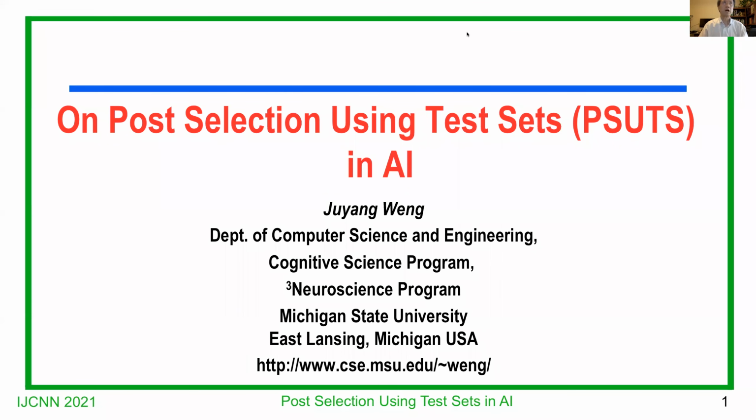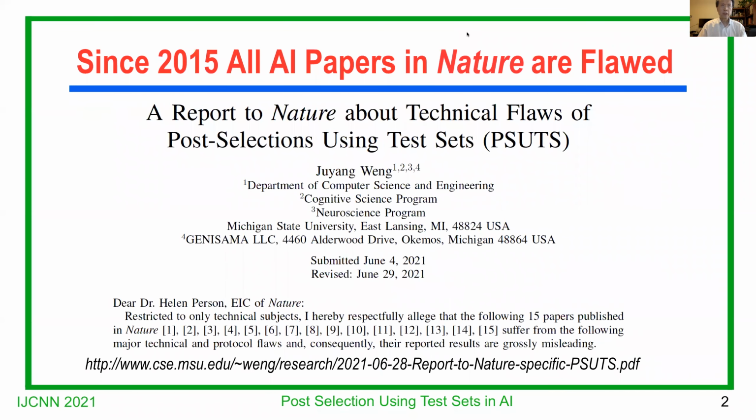The title of the talk is Post-Selection Using Test Sets, PSUTS in AI. Since 2015, all AI papers in Nature are flawed. This is the letter that I sent to Nature's editor-in-chief, and it's available from my home page. It reported 15 papers that are all technically flawed using PSUTS.